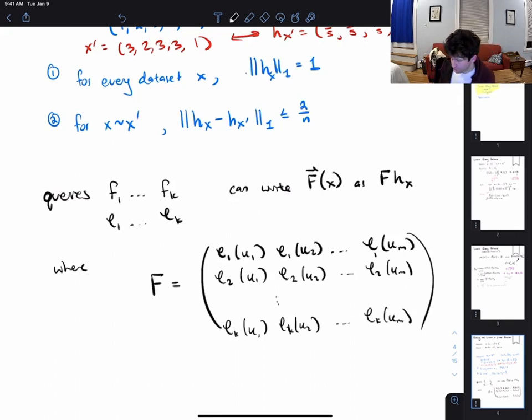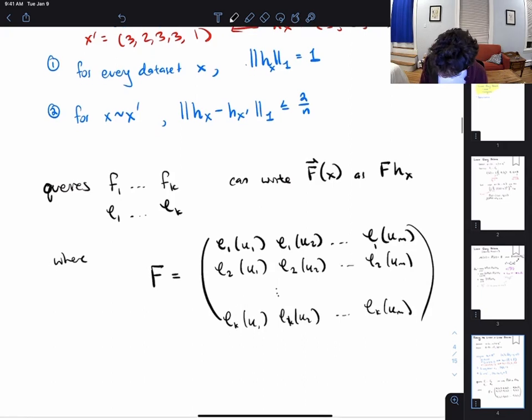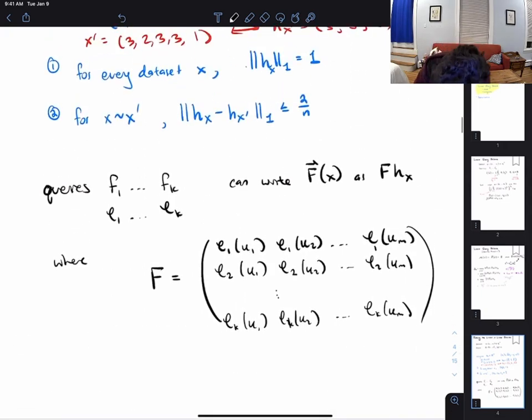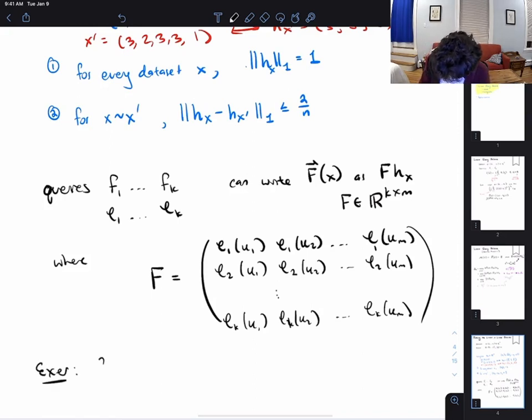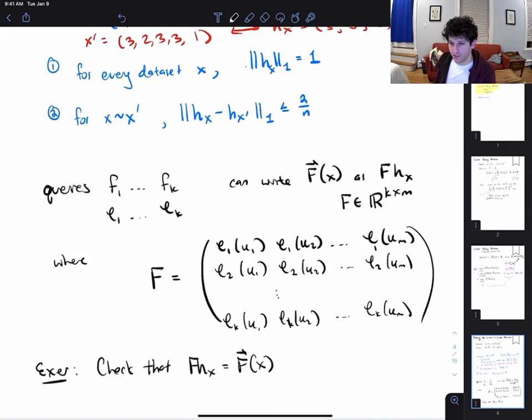All right, so a good exercise is to check for yourself that these two things are equal. So first of all, F is a matrix in R^(k times m). So just keep that in mind. And an exercise is to check that F times h(x) is the queries evaluated on the data set. All right, I'm going to go on, but you can check that for yourself.